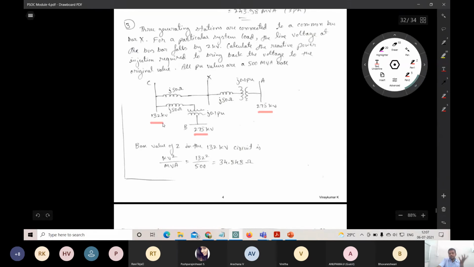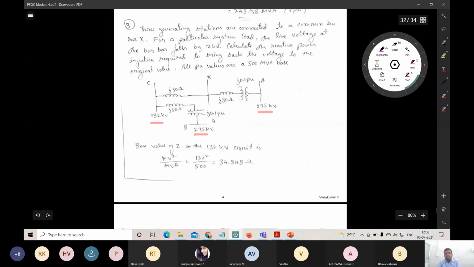He has given the impedance values: 50 ohm reactance, 50 ohm reactance, 50 ohm reactance. These are our transformers, with a rating of 0.1 per unit. Whether it is given in MVA or kVA, don't bother about that. He has directly given it as a per unit value. So 0.1 per unit, and this is also 0.1 per unit.